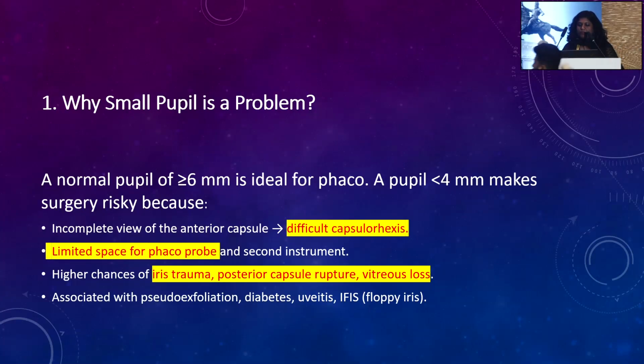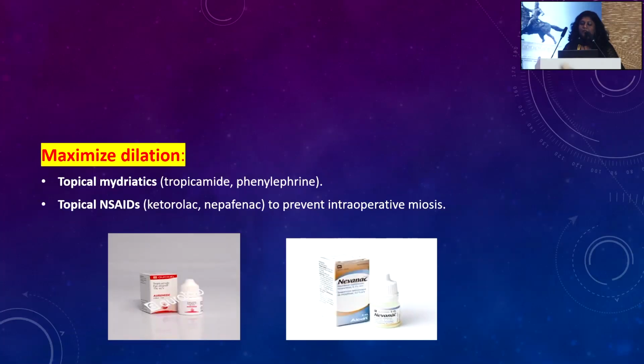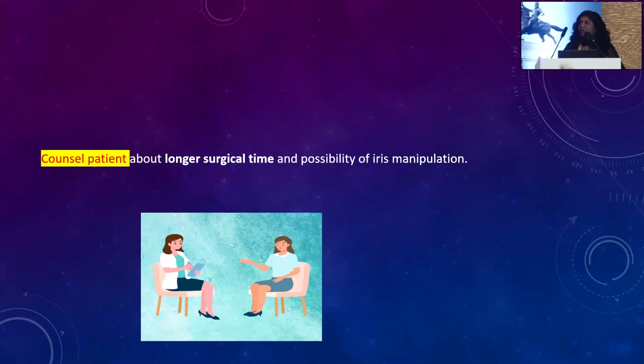It may be associated with pseudoexfoliation, diabetes, uveitis, floppy iris. Before going to the surgical part, preoperative preparation is also very important. Identify the high-risk patients: PXF, uveitis, diabetes, alpha-blockers, and maximize the dilatation. Topical mydriatics and topical NSAIDs could be used for this. Most importantly, counsel the patient about the longer surgical time and the possibility of iris manipulations.